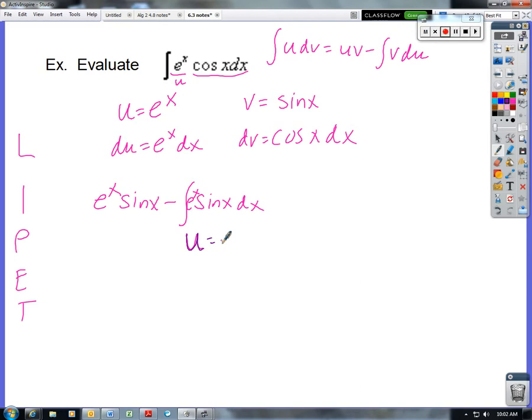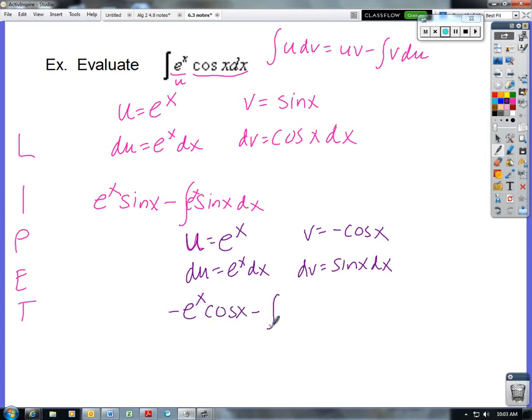So again, exponential before trig, so exponential has to be our u. Our du is e to the x dx. Our dv is sine of x dx. And our v is the integral of sine, which is negative cosine of x. So, uv minus the integral of v, which is going to be negative, so plus, du, which is e to the x dx.